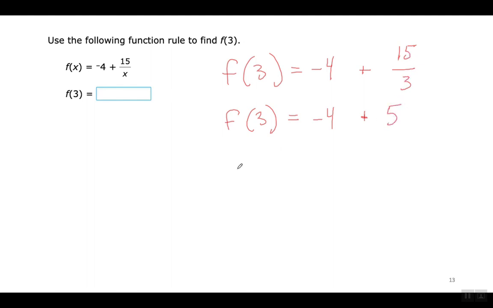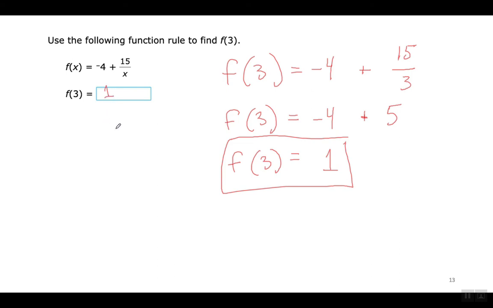I hope you guys LOL'd at that. Mr. B is learning slang from you guys. Alright, -4 plus 5 is +1. I need to use that phrase more often. No cap. Alright, I hope I said it right, man. I hope I'm not saying it wrong.